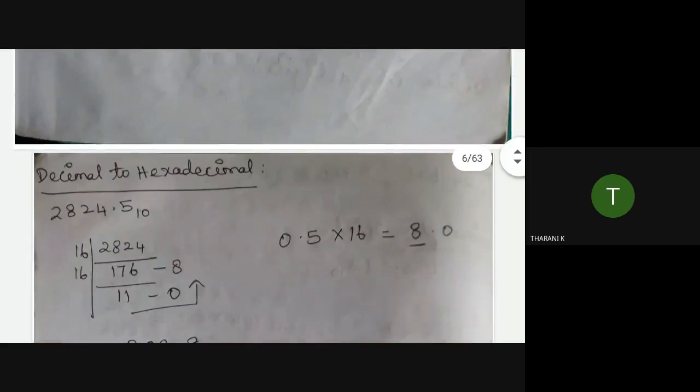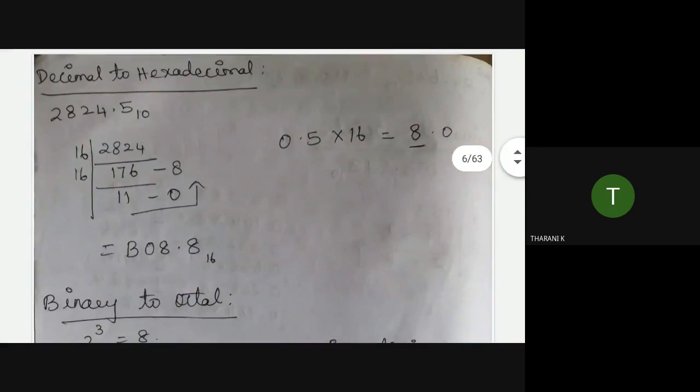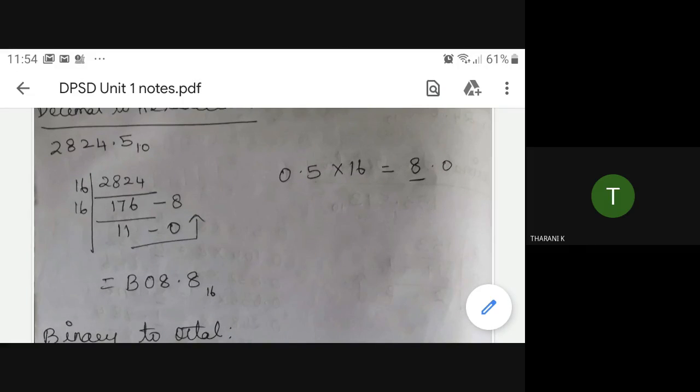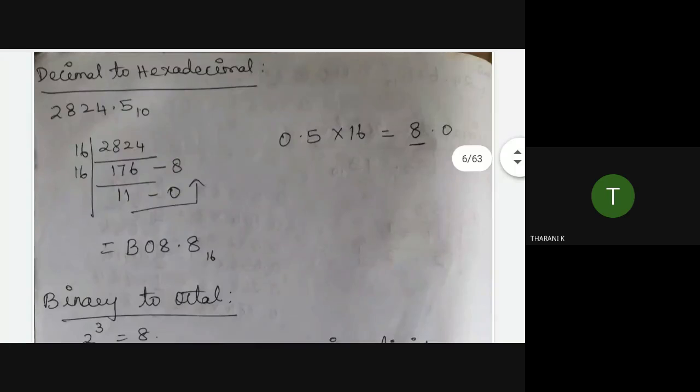Similarly, for decimal to hexadecimal, the same procedure, but for the base value you have to use 16. So 2824, I am dividing it by 16. You get 11, 0 and 8. For hexadecimal, you should not write 11 as it is. For 11, what is the equivalent hexadecimal value? B. So you write it as B, 0, 8, and I have 0.5 as the fractional part. I am multiplying by 16, so I get 8.0. So you get only 8 here. B08.8 is the hexadecimal value.